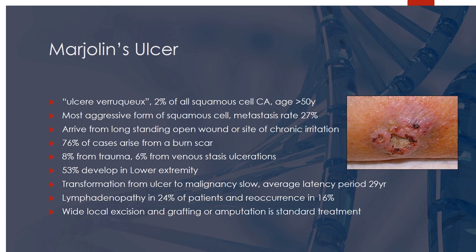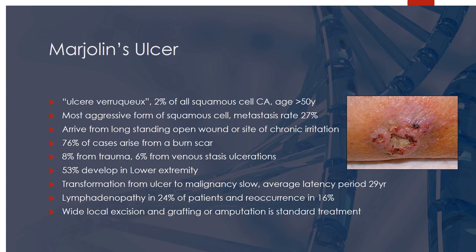Marjolin's ulcer, this is something that's rare, but it is an aggressive form of squamous cell carcinoma. It has a higher metastases rate. This comes from our long-standing open wounds, sites of chronic irritation, often associated with a burn scar. We can see it with venous stasis ulcerations too and trauma, but they are common to the lower extremity.